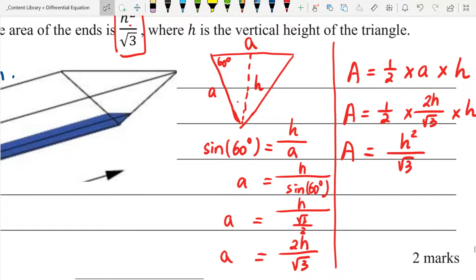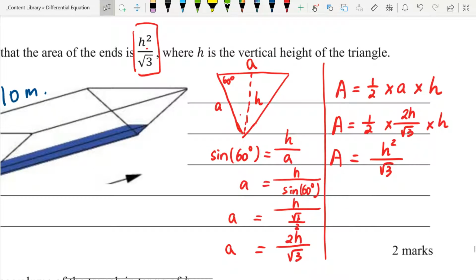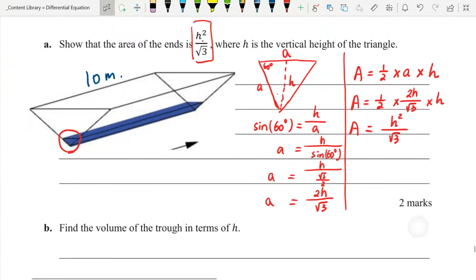Okay, this is the cross section of the water. That cross section area changes according to how high the water is, like what's the height of the water in the trough. Okay, that's the first part.